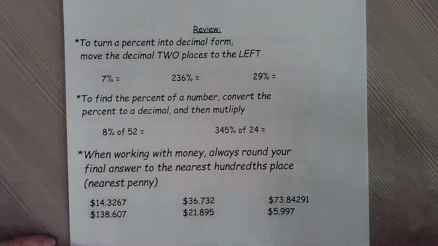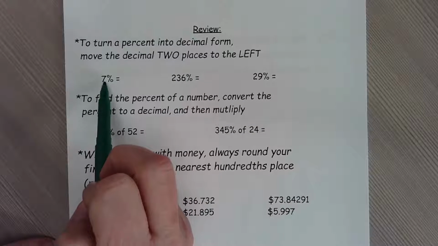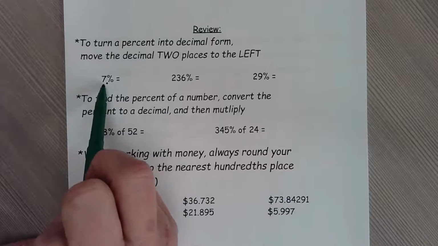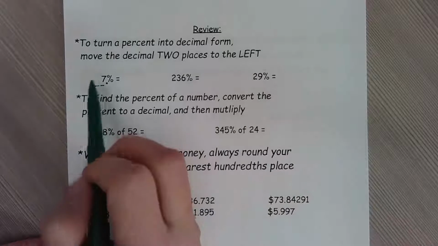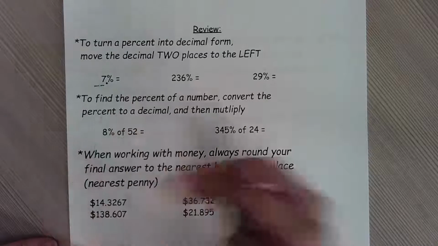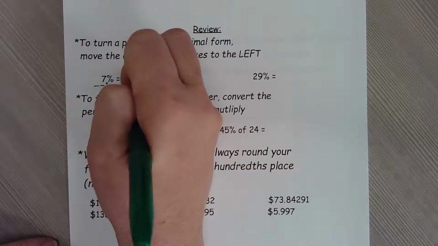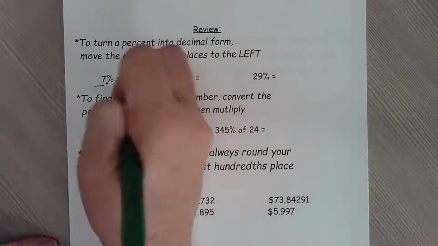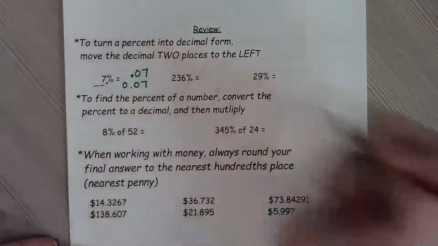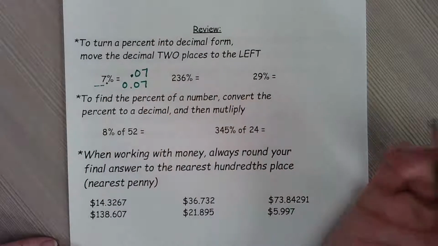So if you have the percent 7%, the decimal starts here. You move it 2 places. So we have to put a 0 out in front of your 7. So 0.07, or you could write it .07. And you can put it either way into your calculator.